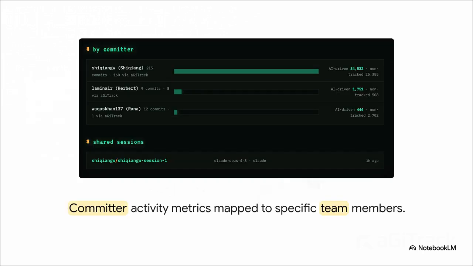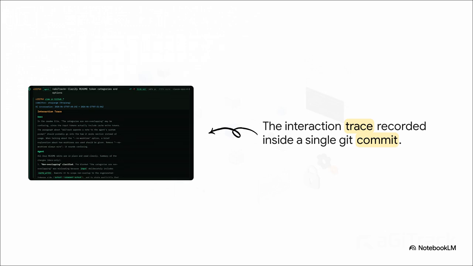And this doesn't just stop at the project level. It extends straight to the team level. By tying into the GitHub CLI, committer identities are cleanly resolved. So it is immediately clear exactly who on your team drove which AI-generated code changes. You can see how each individual's workflow is split between AI-driven lines and non-tracked lines. But let's jump back into the code base itself.